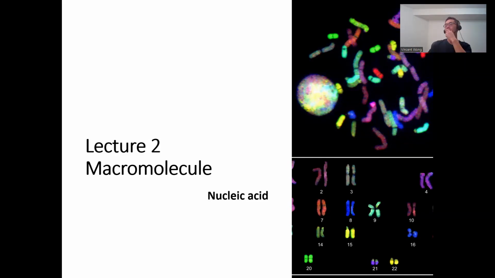No guess? Give me a number. Anyone? 32? Yeah, BB said 32. Okay, anyone else? 256. Okay, anyone else? 46. Excellent, that's the right answer. You have 23 from each of your parents, and a total of 46 chromosomes.